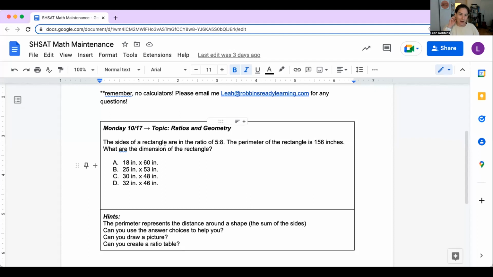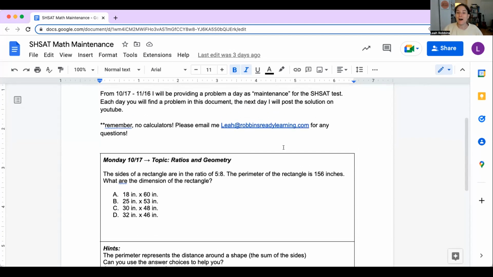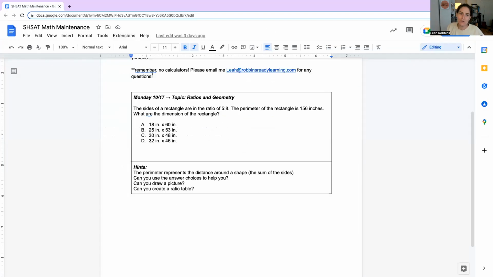All right, I'm pumped. Math maintenance, here we go. So this is a pretty common question that shows up on a lot of the practice tests that I've seen. And if there is not this exact question, there might be something similar to it. So we'll talk about some different ways that you can approach this problem. I'm going to read it right now. And the topic I would consider to be ratios and geometry, because you do need to know a little bit about geometry to best answer this question.